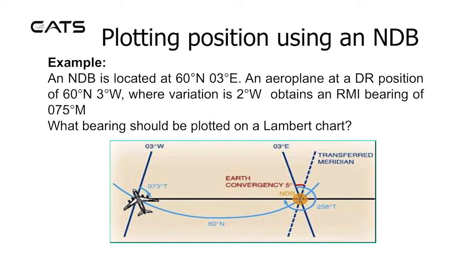You can see from this diagram that the meridians slope inwards towards the nearer pole. A transferred meridian can be placed at the NDB position from which the bearing should be accurately drawn. This will now include Earth convergency.